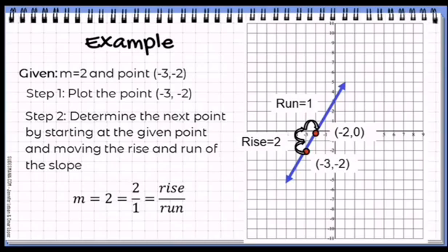From point (-3, -2), we count 2 units up or rise, and from there we move 1 unit to the right or run. Hence, it ended at point (-2, 0). So that is now the graph of the equation given the slope and a point.